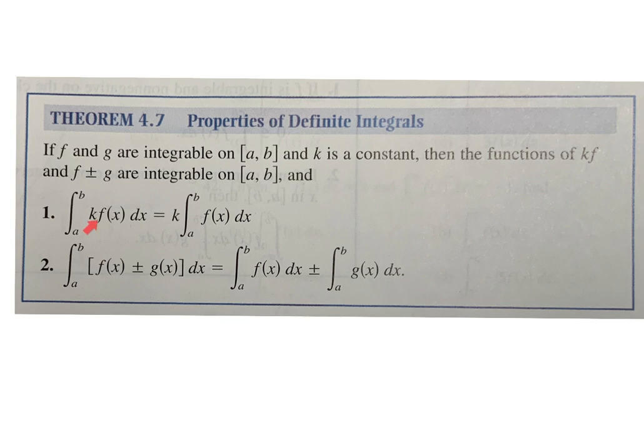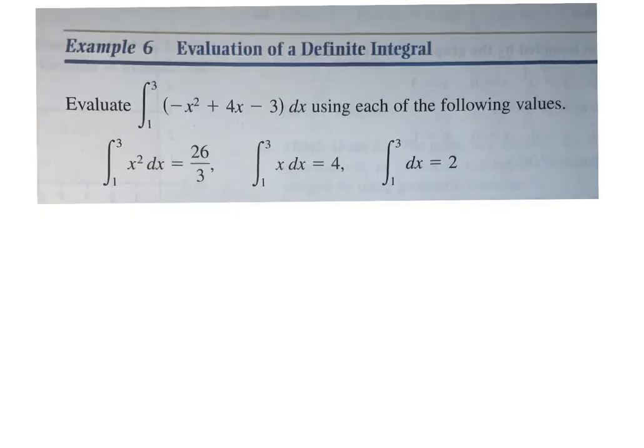If you have a constant in front of the function, you can pull it out, just like we did with our summation. You can pull that out in front. And if you look at this, they have from 1 to 3 of negative x squared, 4x, and negative 3. If you found the pieces of it, let's say x squared is 26 over 3. From 1 to 3 for 4x is just 4, and at negative 3 you get 2. You can add them up.